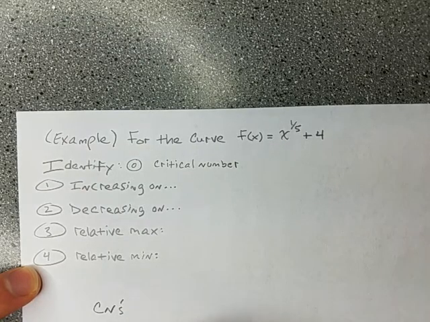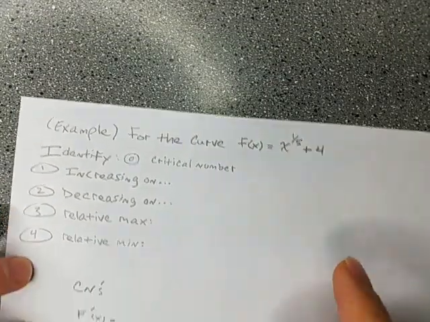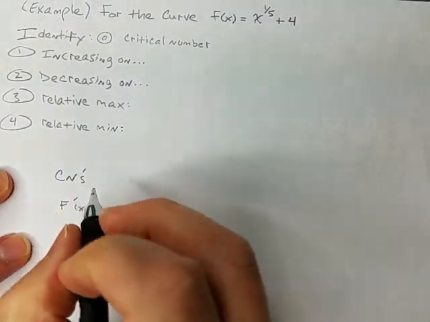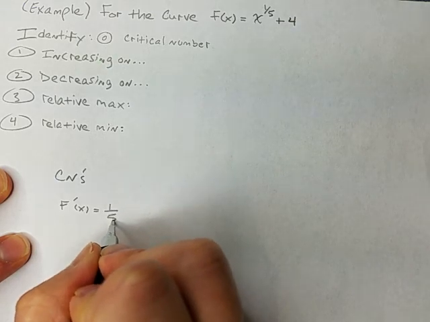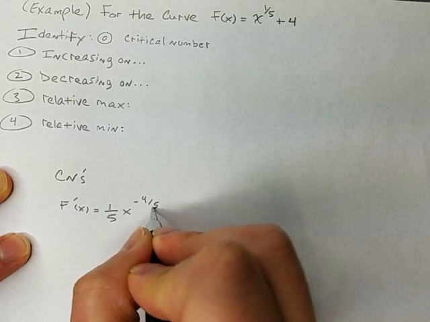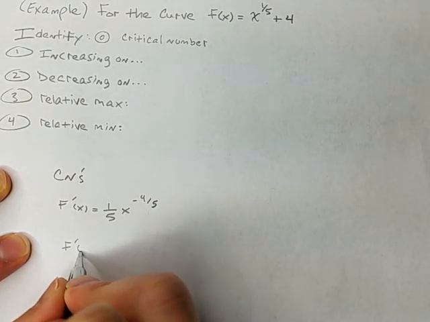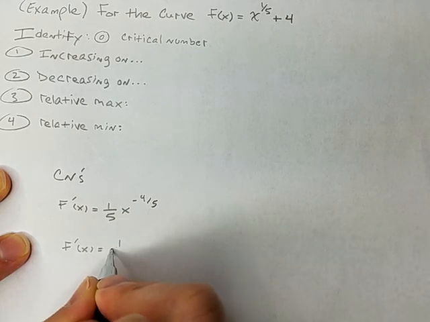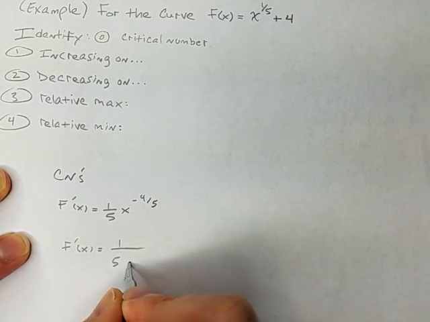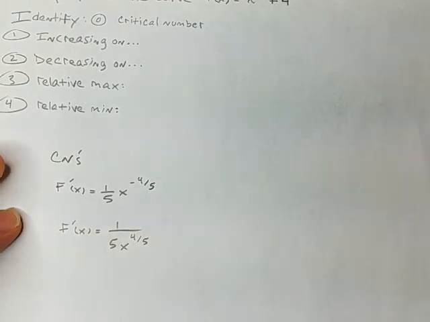All right, that would involve finding the derivative. Okay, and of x to the 1/5 power plus 4, then that derivative is going to be 1/5 x to the minus 4/5. Okay, and so that is going to be 1/5 x to the 4/5 power in the denominator, like that.